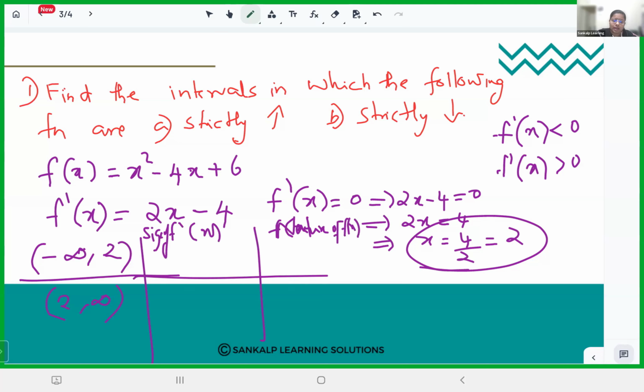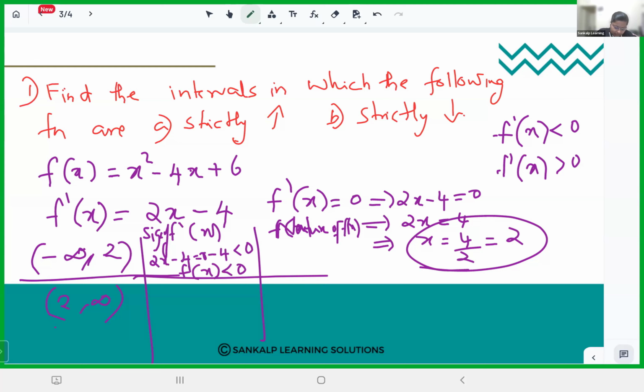Okay, so for that, consider a point in between minus infinity comma 2. That is the first interval, right? So consider a point in that interval. 0 is a point in that interval, right? So what is f dash of x? f dash of x is 2x minus 4. So you put x equal to 0. Now what happens? That is 0 minus 4. It is equal to minus 4, right? Minus 4 is less than 0. So what is the sign of f dash of x? f dash of x is less than 0 in that interval, isn't it?